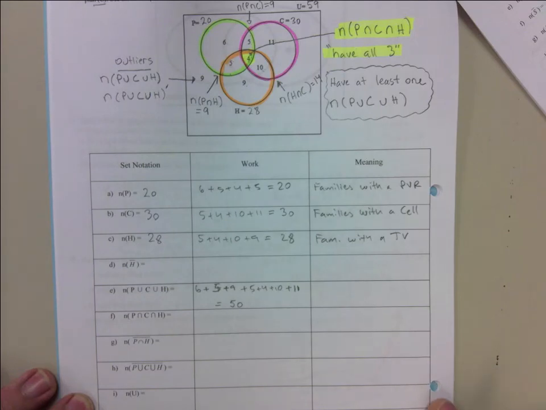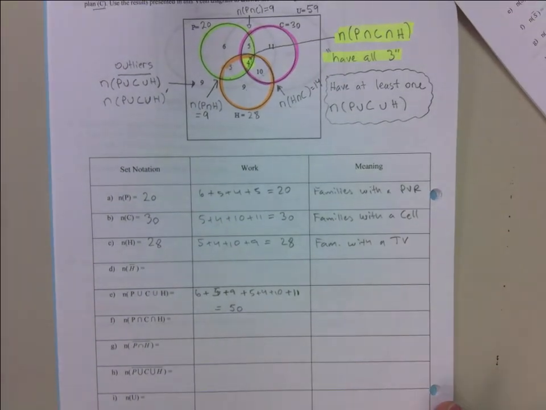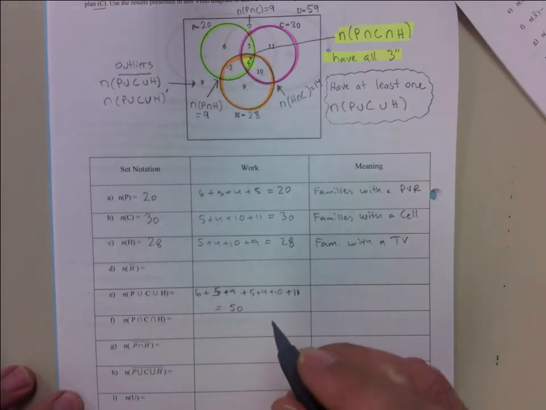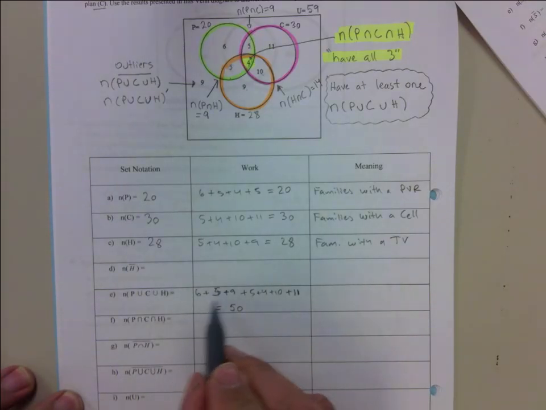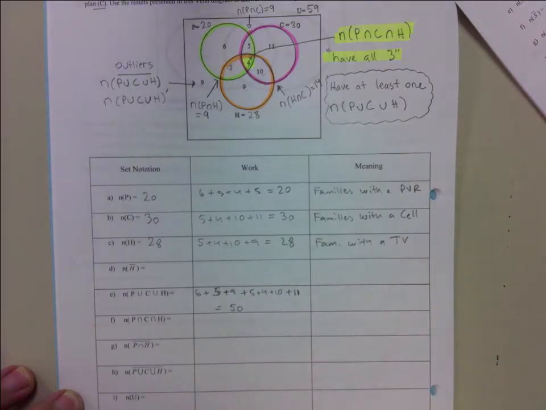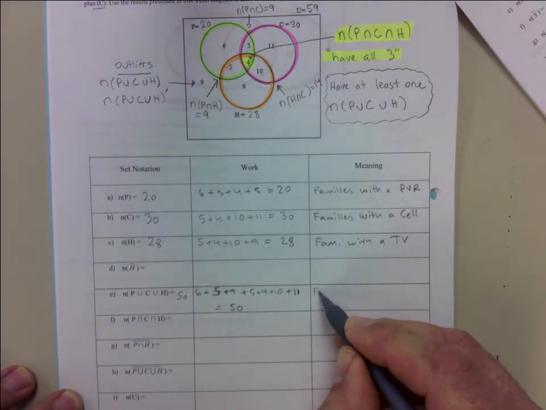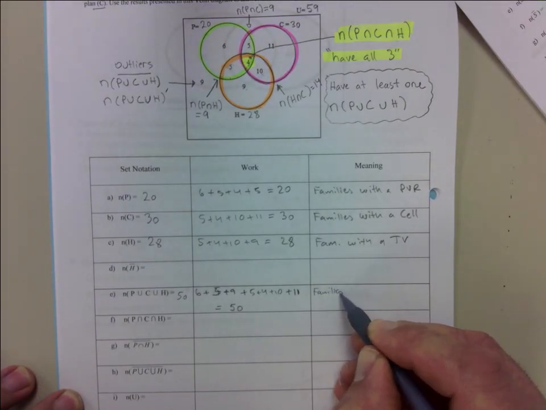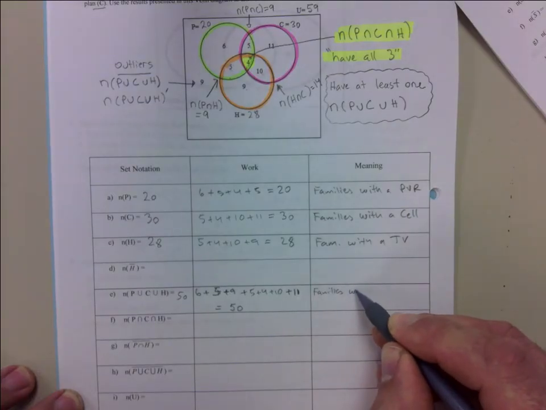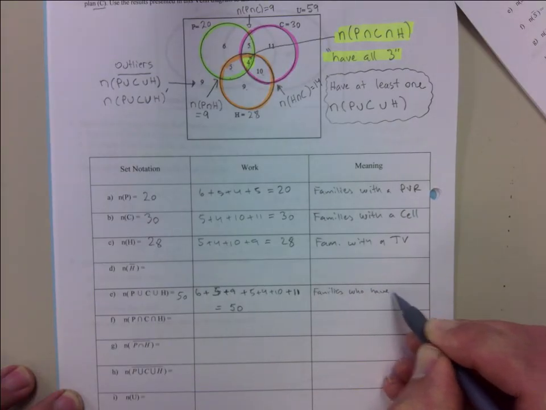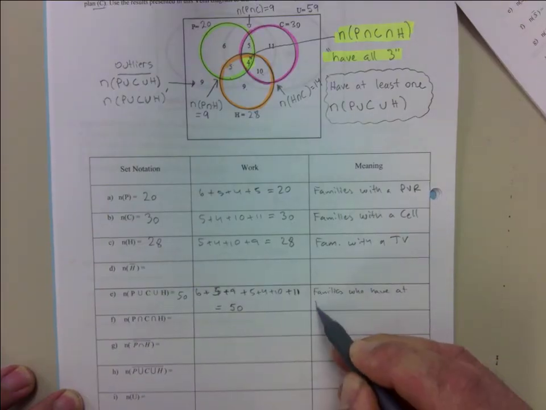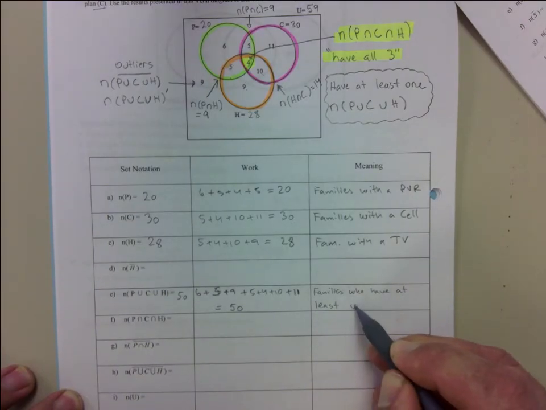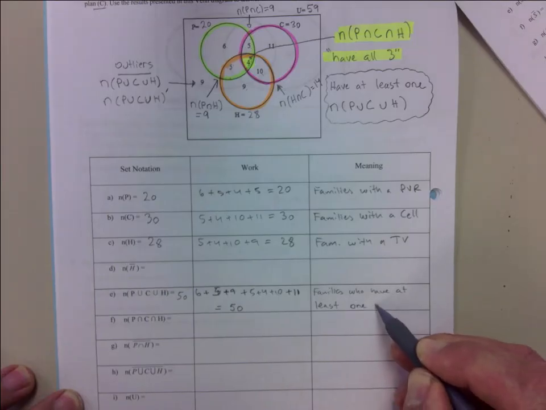How do I know it's 50 for sure, guys? Universal is 59. How many outliers? 9. So it should jive, right? Why did you do it the long way? Just to show you that that's what I want, right? So 50. This is families who have at least one item.